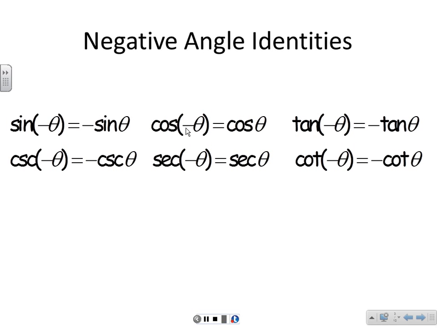Cosine of a negative angle is the same as your basic cosine curve. Tangent of a negative angle is going to be the opposite of a tangent angle. And then cosecant of a negative angle is the same as negative cosecant of that angle. And then secant of a negative angle is the same as the secant curve. And so that's how you're going to read these.